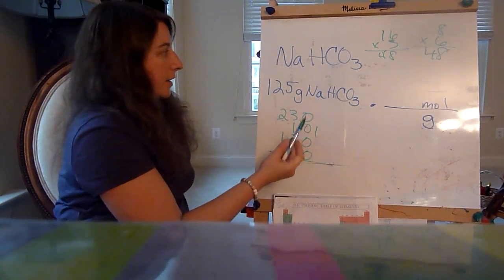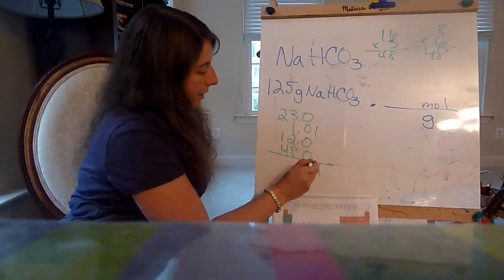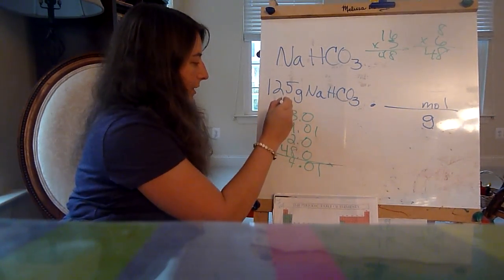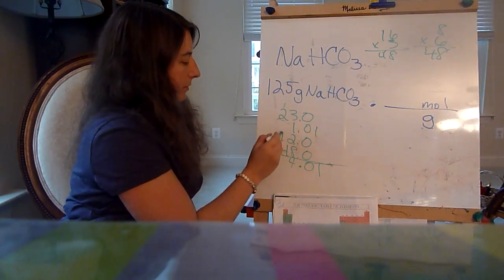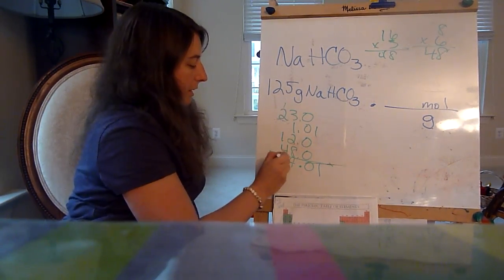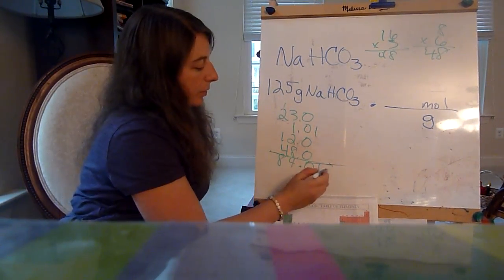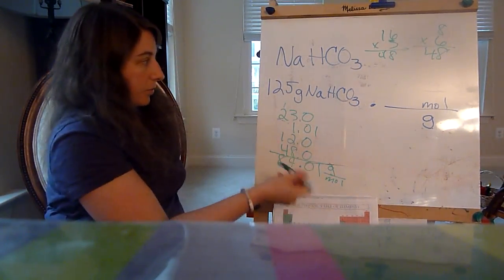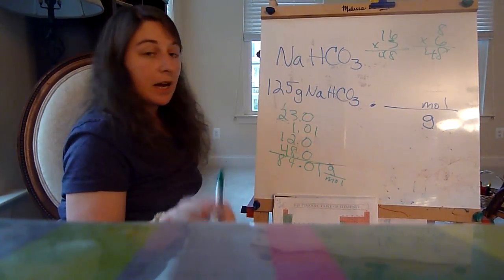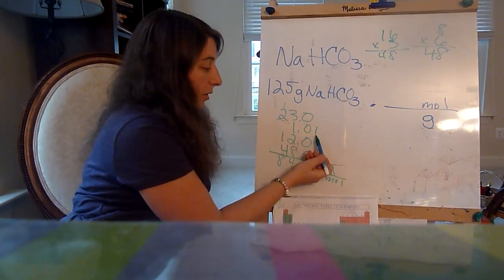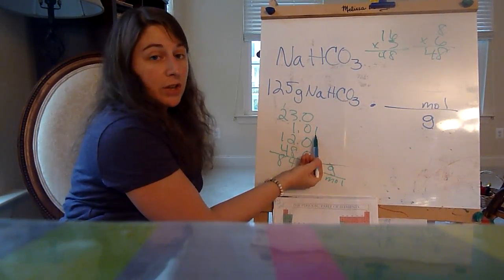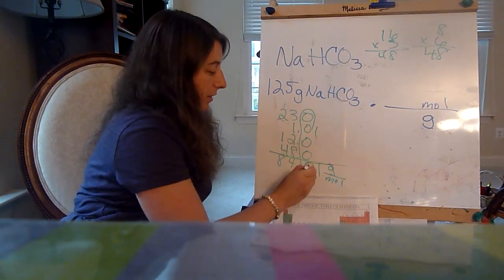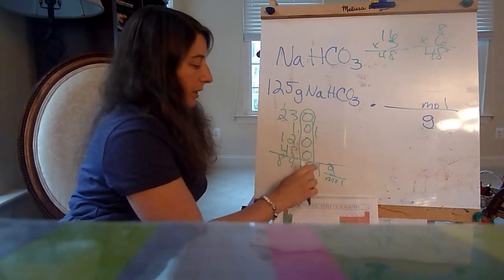So then I add up here: 10, 14, 4, 5, 6, 7, 8. I get a molar mass of 84.0 grams per mole for sodium hydrogen carbonate. Now I have to round because the only one that's significant in the 100th place is the hydrogen.